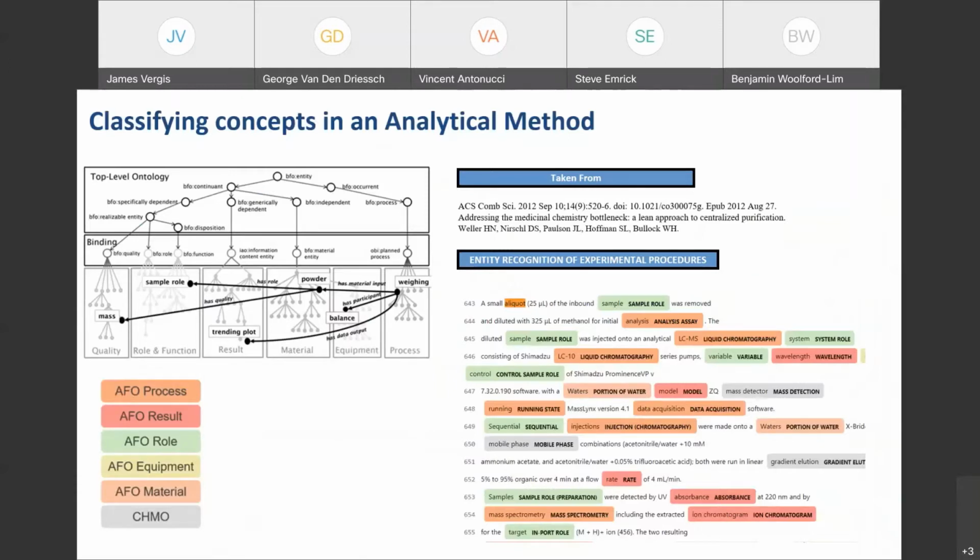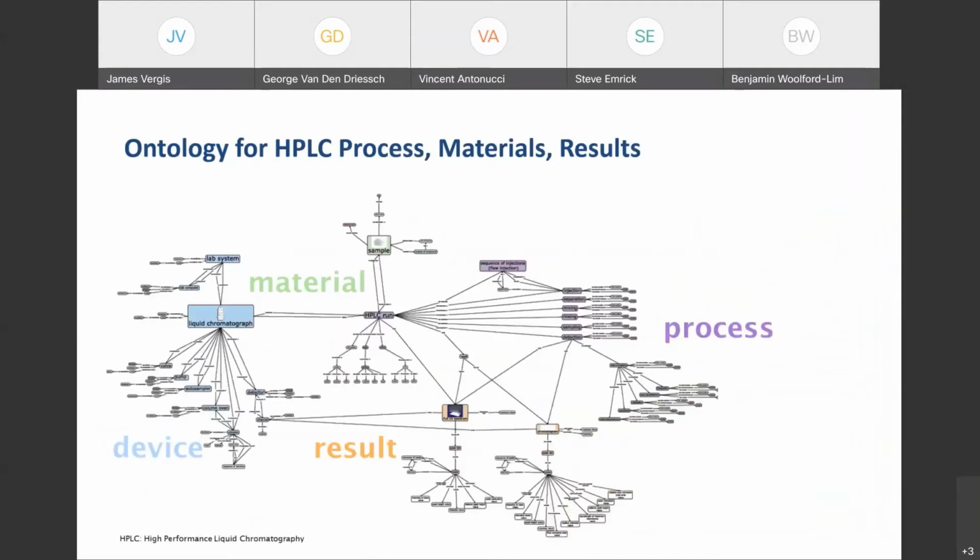Next slide, George. And what we might end up with is something that's similar to what some of you are familiar with, Allotrope graph models that relate things like these in a very structured way.